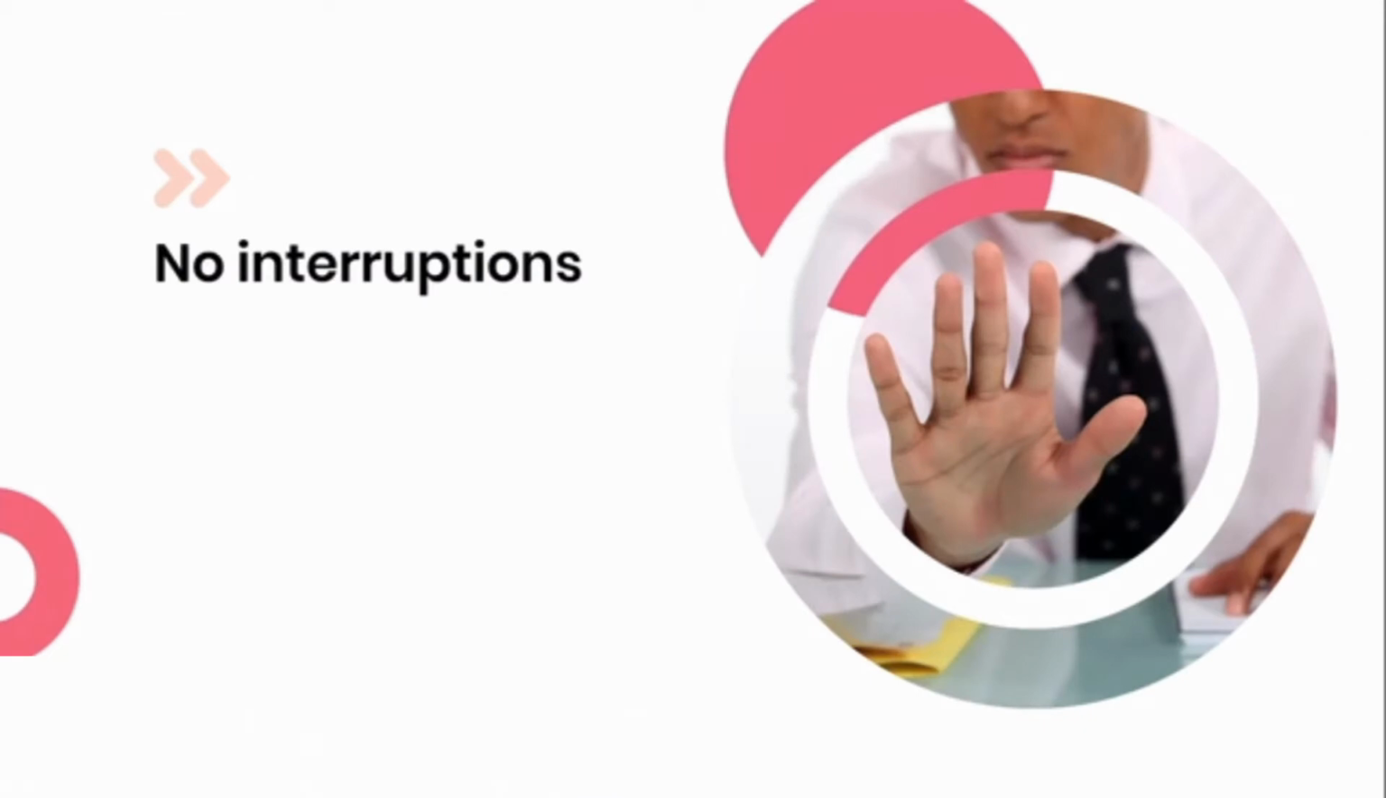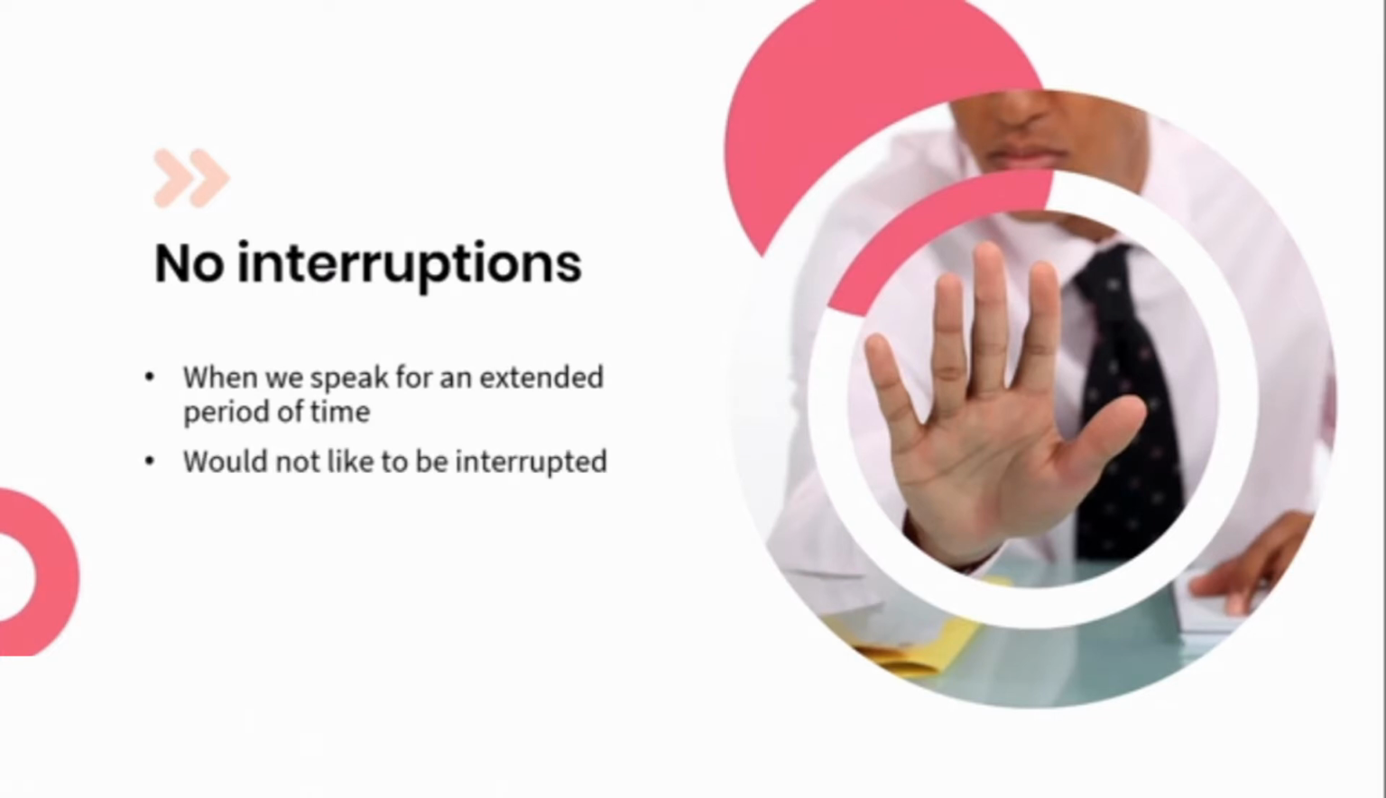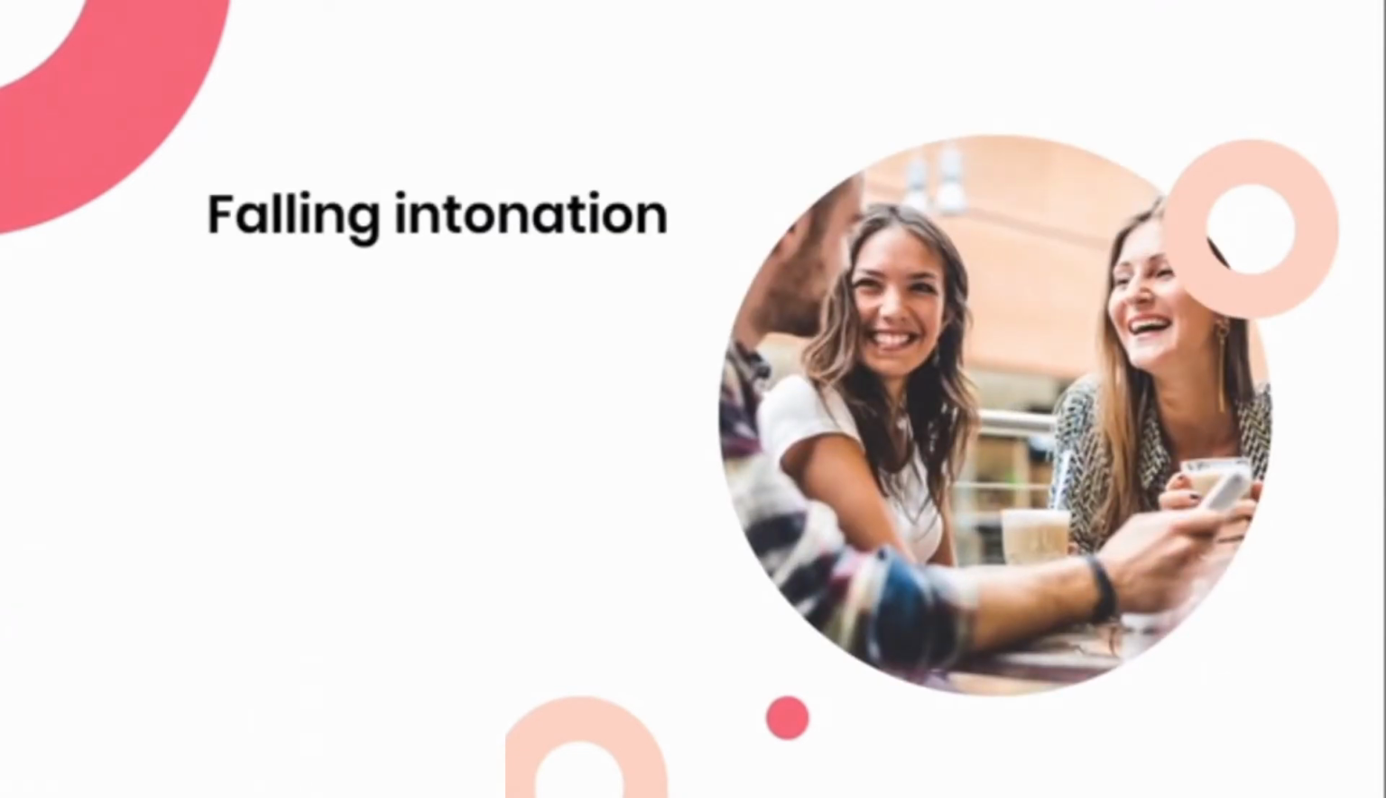Now, another instance where we use rising intonation is when we speak for an extended period of time. We use rising intonation to show that we would not like to be interrupted because we are in the middle of completing a thought. Now, another type of intonation we use in English is falling intonation.